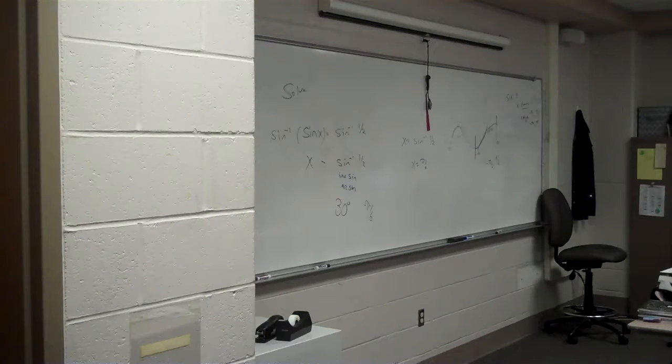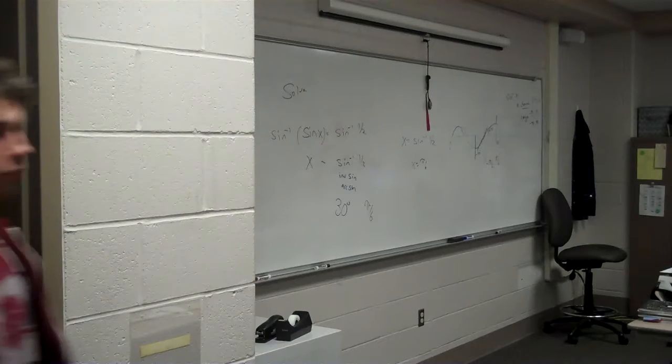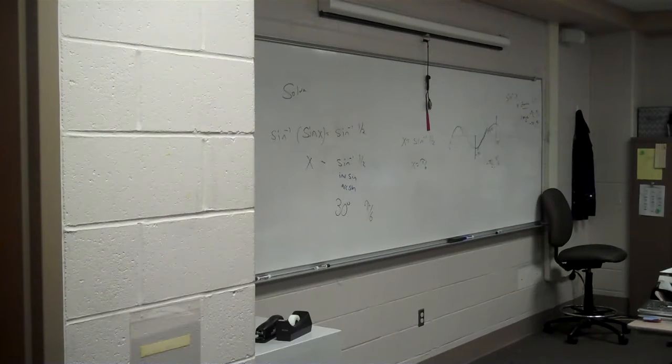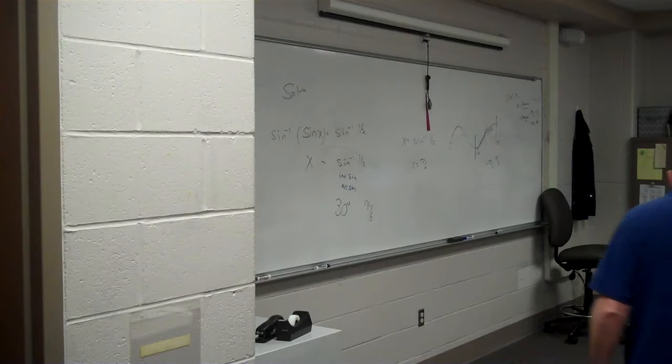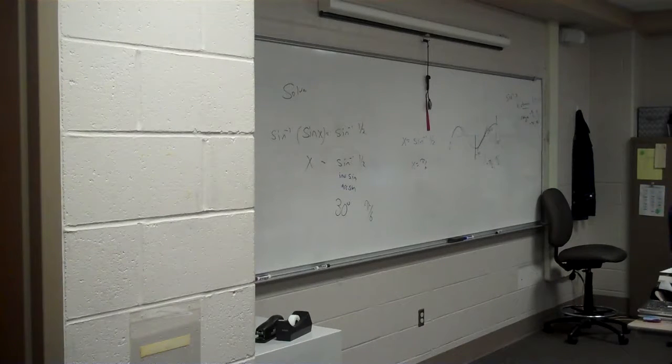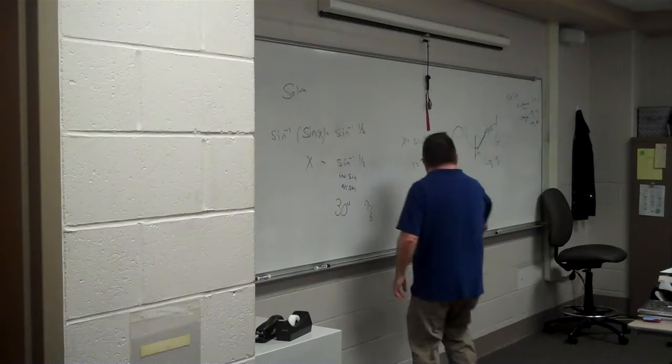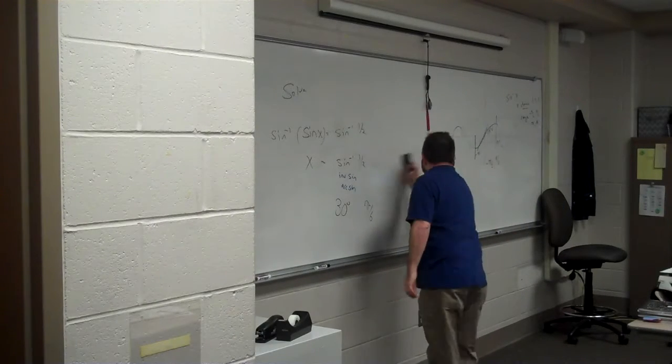Now, it would be super nifty if we could say the same thing works for cosine, and there's an inverse cosine. And if the same thing worked for tangent, we could say there is an inverse tangent. And they all work kind of the same way.